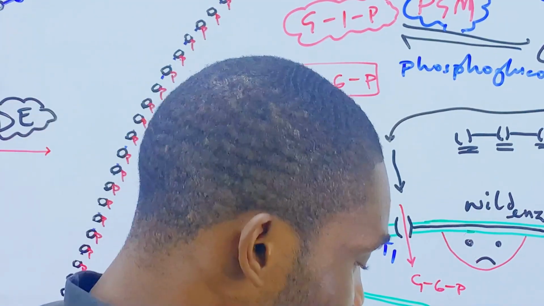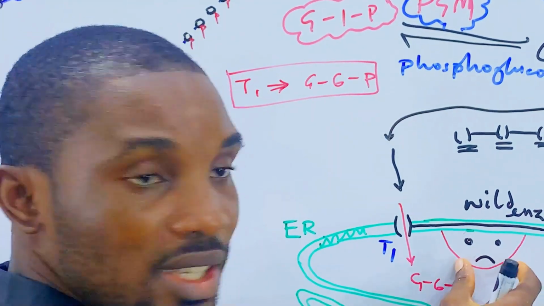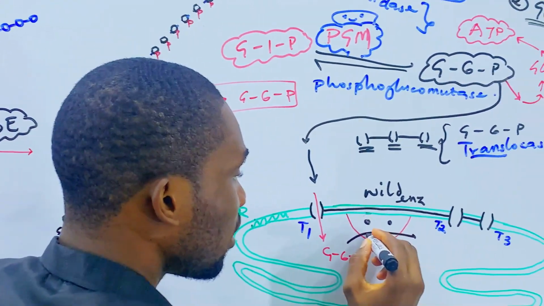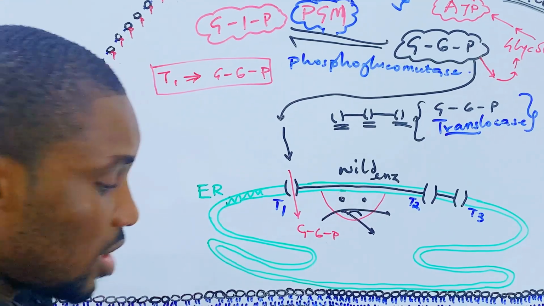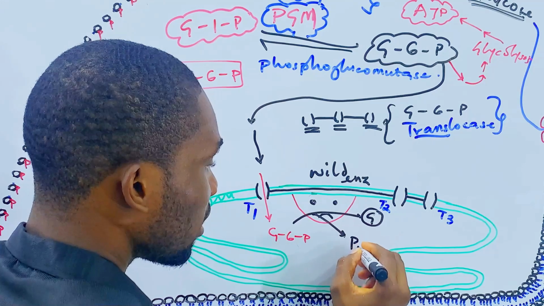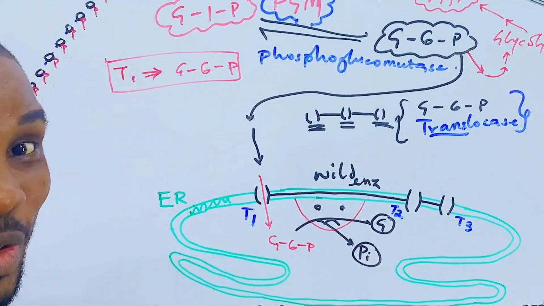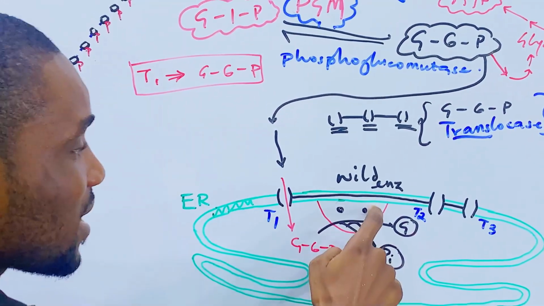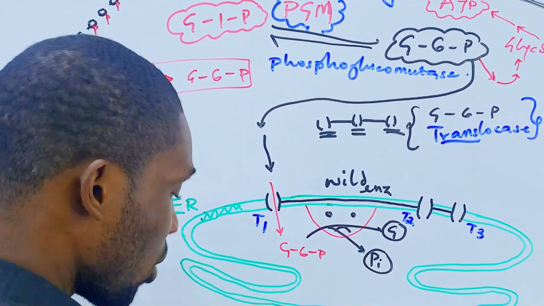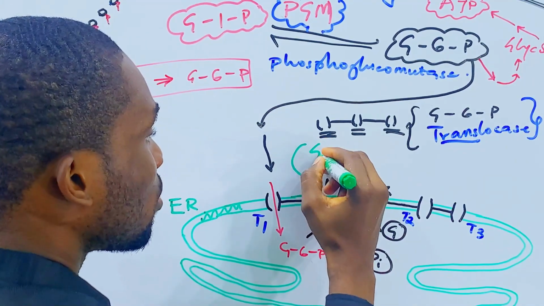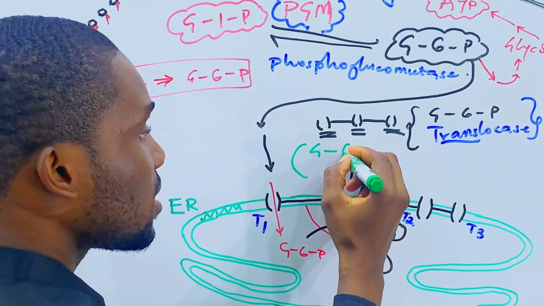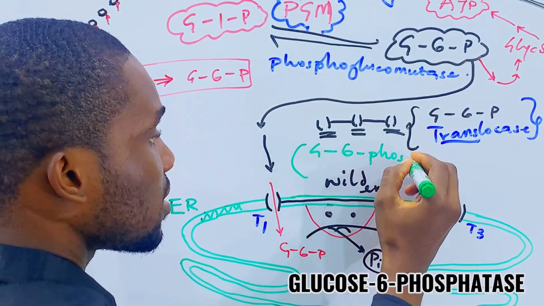Now, when glucose 6 phosphate enters the endoplasmic reticulum, it meets this enzyme. This enzyme then breaks the glucose 6 phosphate into what? Glucose and inorganic phosphate. That's cool, right? The name of this enzyme is called what? A phosphatase. So this enzyme is called glucose 6 phosphatase.